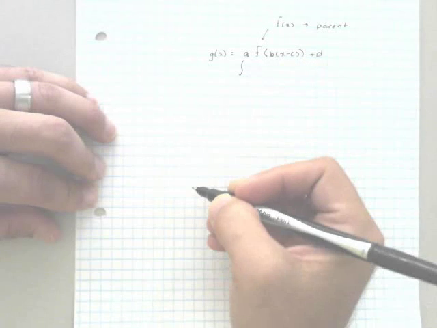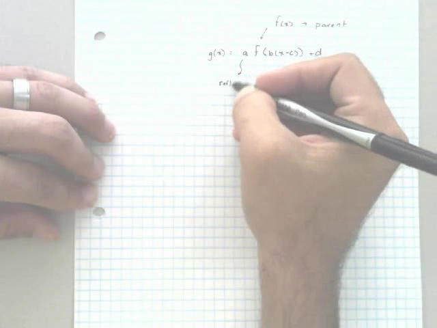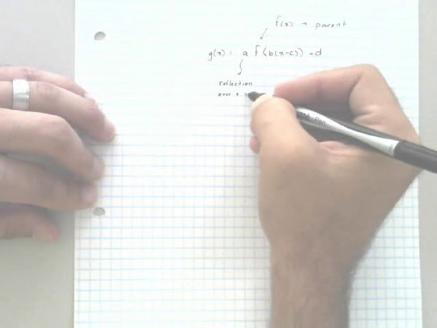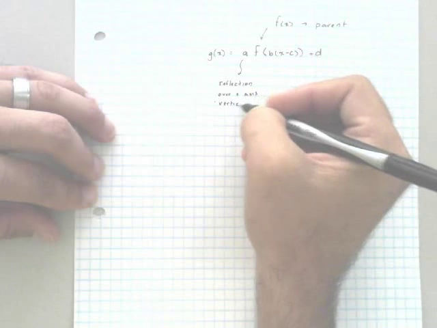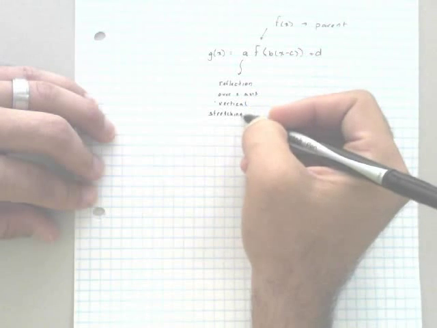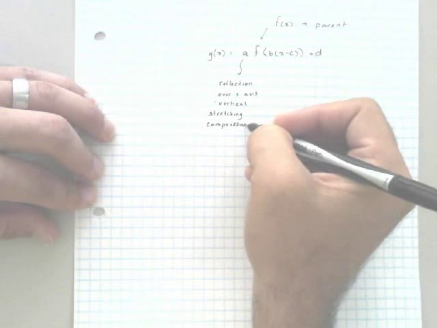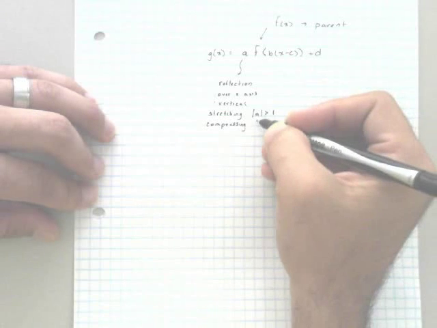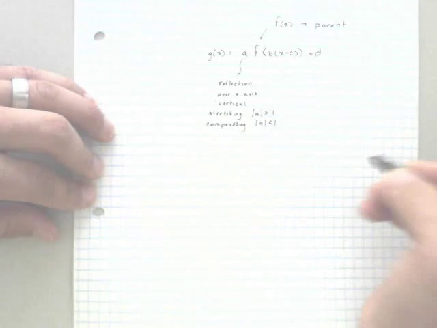The a is responsible for a reflection over the x-axis, and it is also responsible for vertical stretching or compressing. So as a gets to be some number bigger than 1, we are vertically stretching, and as a is some number less than 1, we are vertically compressing.